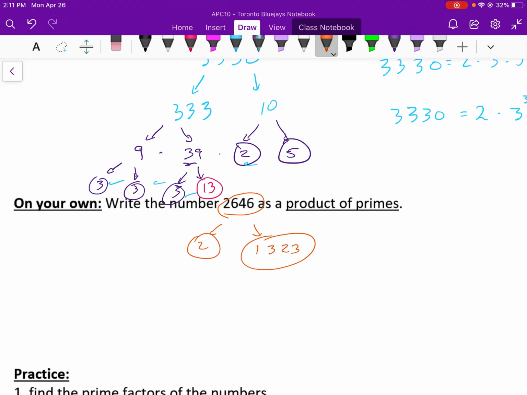But now I'm left with another problem. 1,323. Well, what's a factor of this? Well, you know what? Just for fun, over here, I am just going to add the digits. And if I add the digits, does that tell me anything? 1 plus 3 plus 2 plus 3. So that's 6, 8, 9. In fact, this adds up to 9. So that means that 9 is a factor. So I know that this should not be prime, by the way. This will split up into 9. 9 times what gives me that? I don't know.